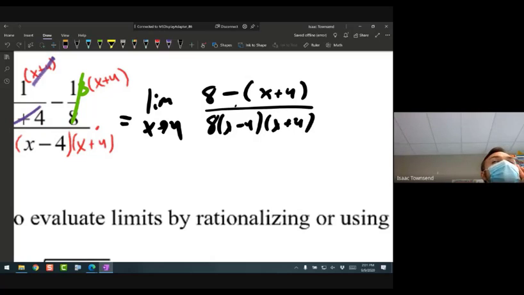Why doesn't the x plus 4 on the top and x plus 4 on the bottom cancel? Well, because right now they're terms. This is being added or subtracted to something, so you can't just cancel those out yet. You can't cancel out terms, but you can cancel out factors, which is what I'm about to do. So if I distribute this and combine like terms here, this amounts to negative x plus 4.